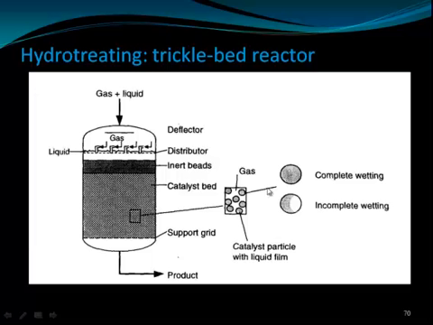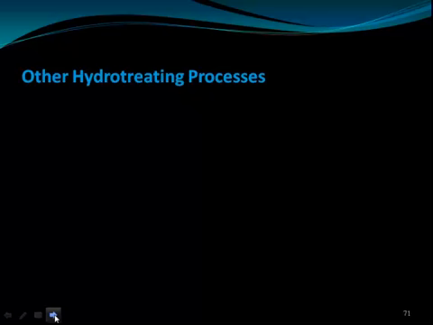The liquid should completely wet the particle in order to have good mass transfer and good heat transfer, and the reaction will take place, and we can remove the product.